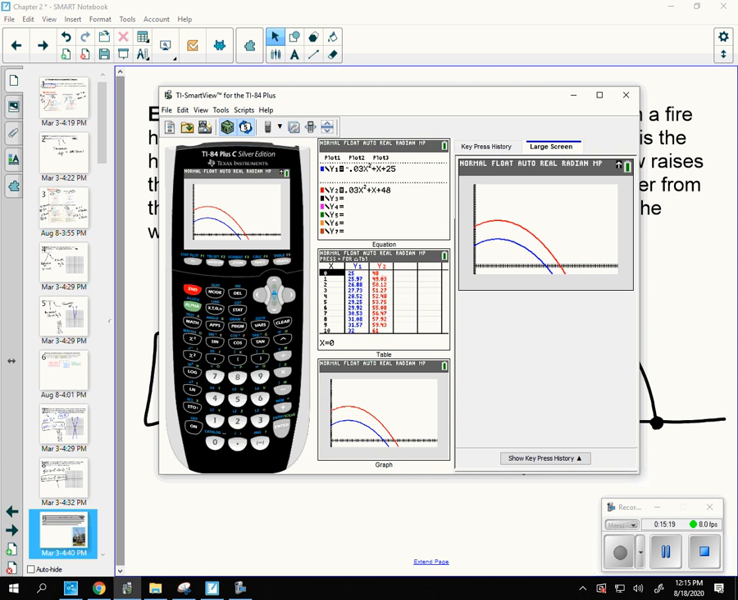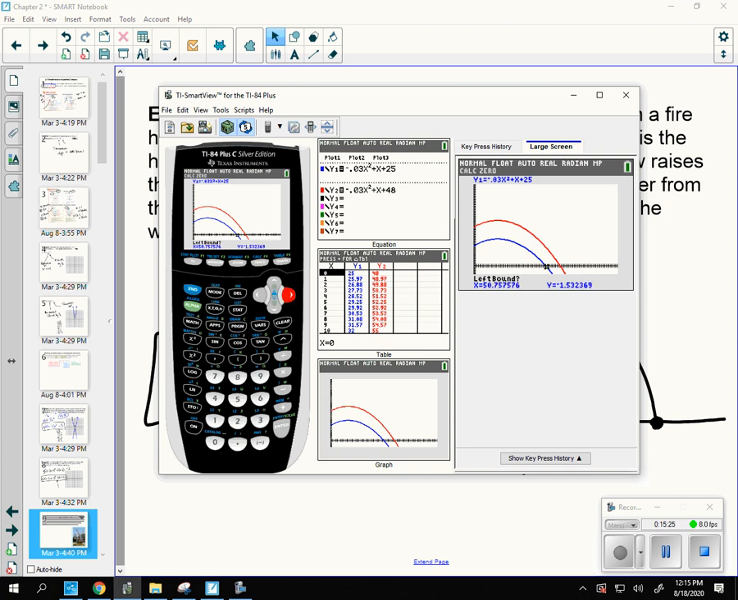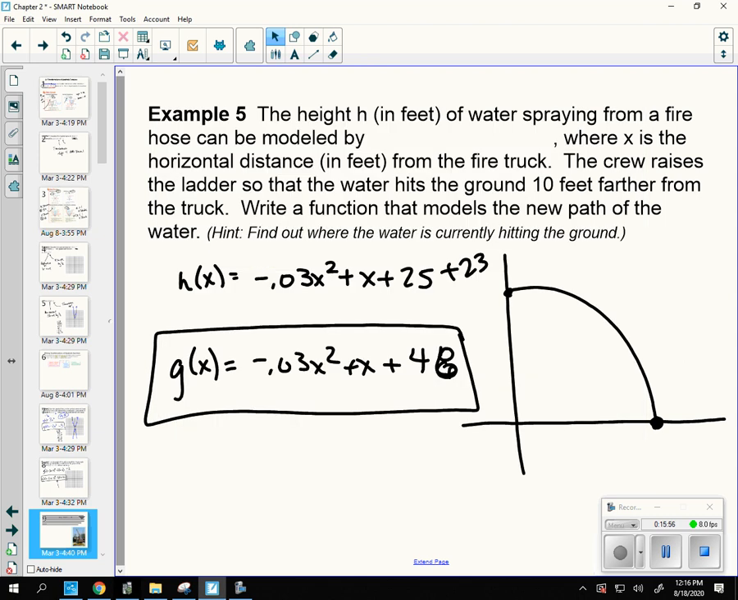So hit second, calculate. I want to calculate the 0, and now I'm using the other curve. I want to calculate the second curve, hit enter, and I'm going to arrow because there's a left bound, right bound. And there it is, 60, 0. So I have correctly raised my water cannon to land 10 feet further. That can be a little bit challenging. It will not be on a test or a quiz.